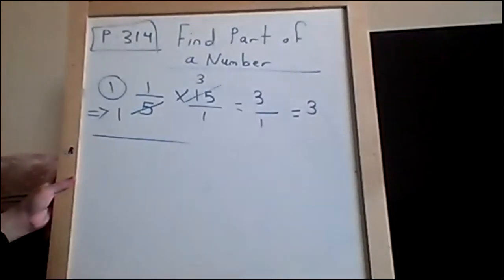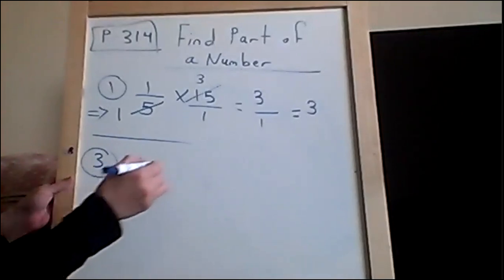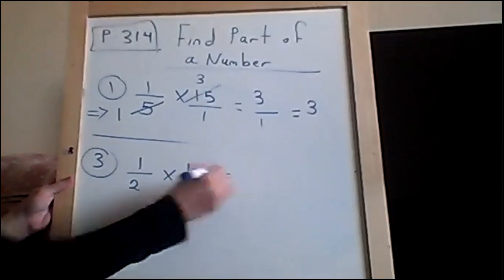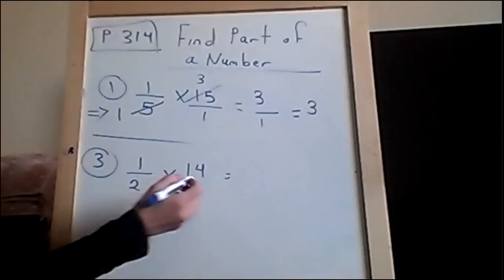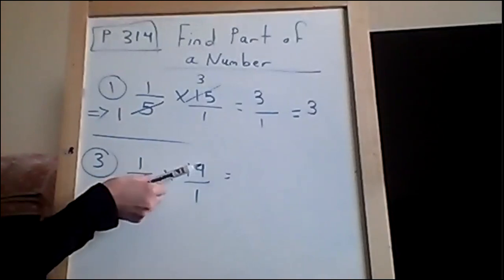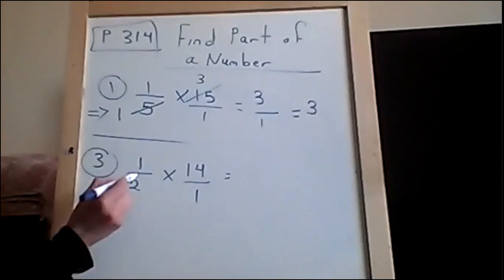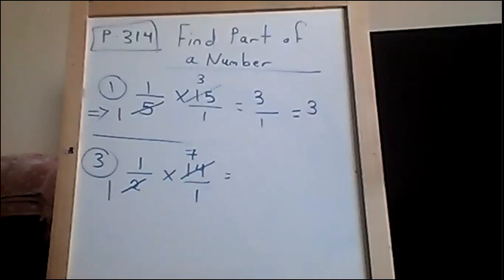Now we are in question number 3. 1 out of 2 multiplied by 14. I told you, if you have a whole number, you have to write it as a fraction. How? 14 over 1. Then you have to make the simplest form. Ask yourself, can I make the simplest form here between the 14 and 2? Yes. Divided by 2, the answer will be 1. Divided by 2, the answer will be 7.